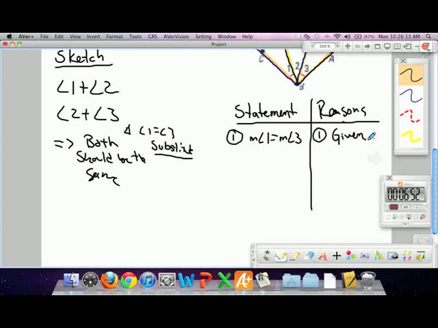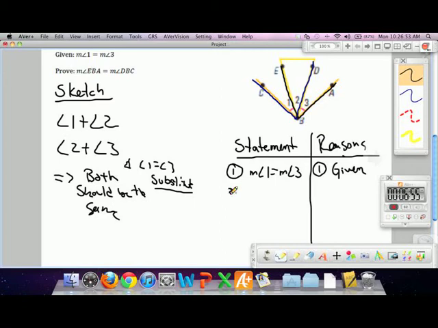Okay. So maybe our next thing would be to write down these relationships that we sketched out. So we'll say angle DBC is equal to angle 1 plus angle 2, and angle EBA is equal to angle 3 plus angle 2. What allows you to say that? From the diagram? What about the diagram though?